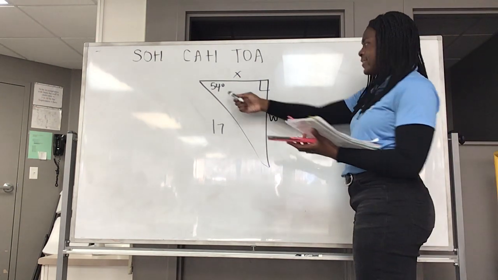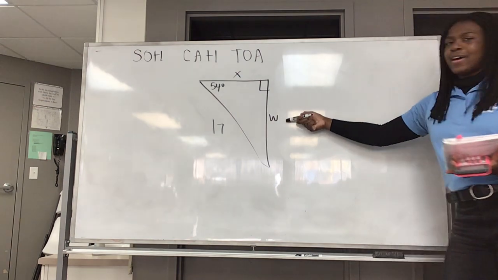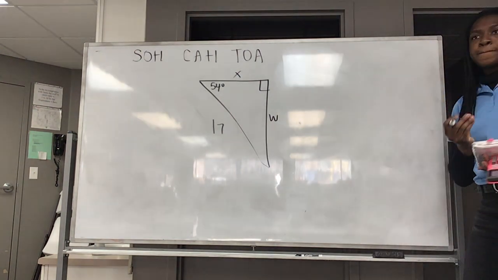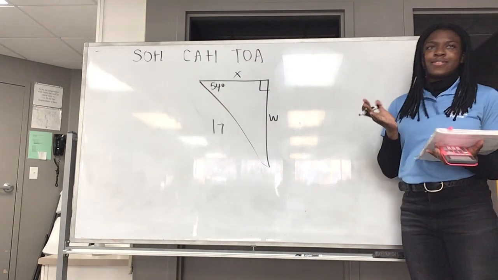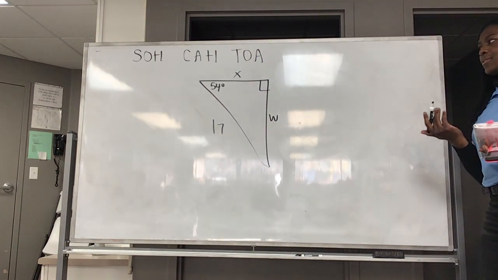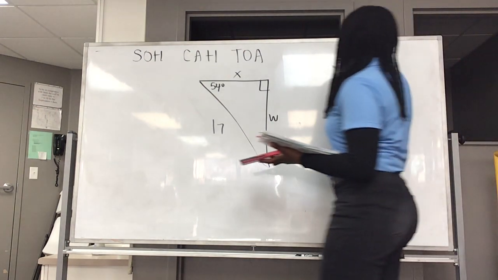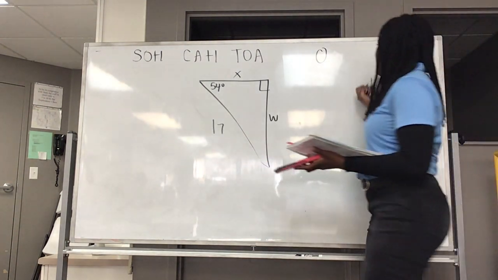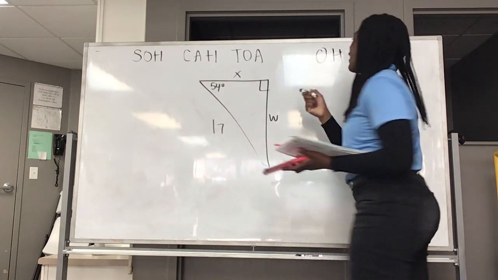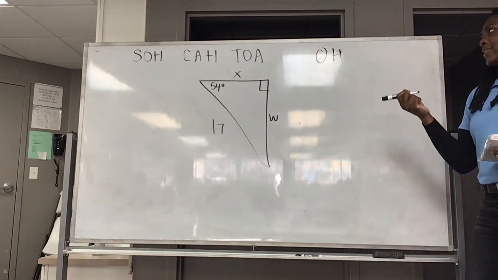Okay, so in regards to angle 54, what is that w side? Is it opposite, adjacent, or hypotenuse? Opposite. Yep, opposite. And then again, we're going to use 17 because that's the only other one we know for sure. So that was the hypotenuse. Okay, so we're going to use O and H. Which one are we going to use?